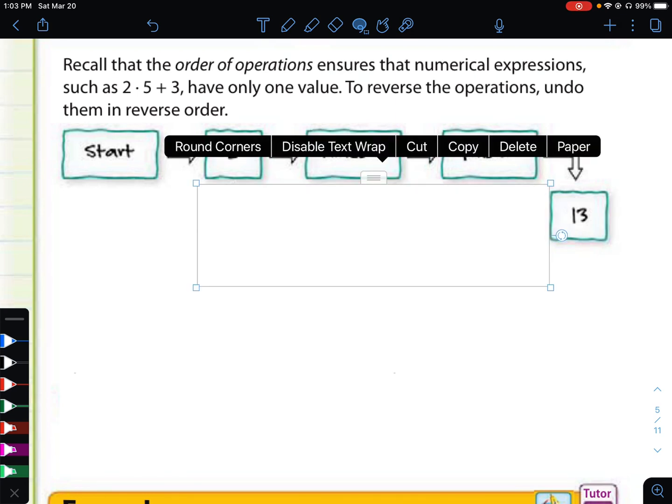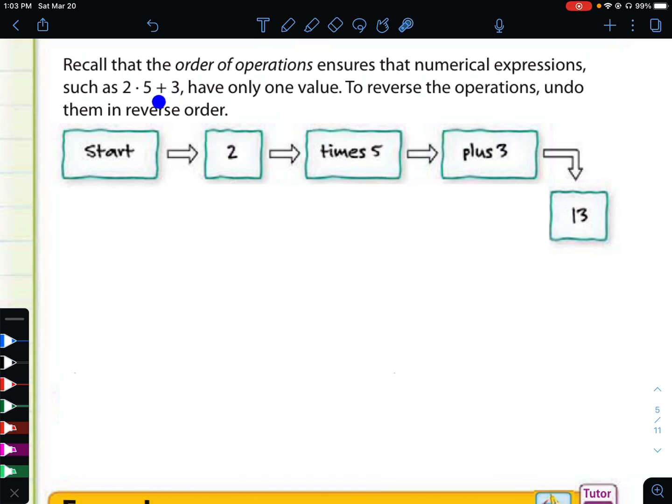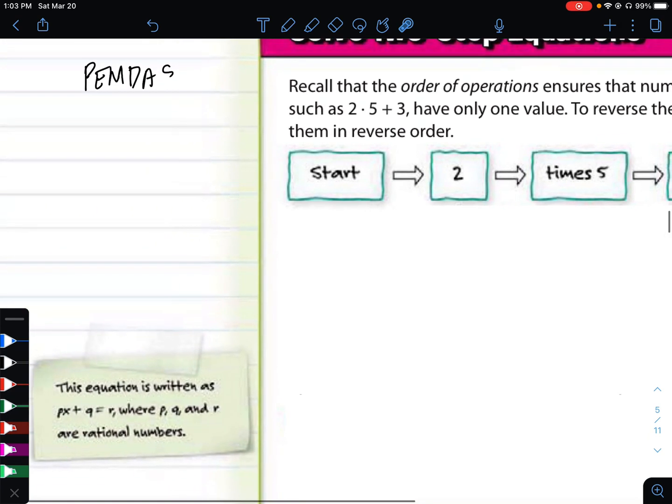So for us to go back to the original number, which is 2, instead of adding 3 here, we are going to reverse that first, because according to our order of operations, we do multiplication and division before we do addition or subtraction.